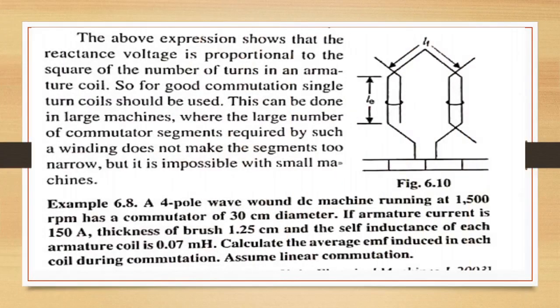So in the above expression, we can see that the reactance voltage is proportional to the square of the number of turns in an armature coil. So for good commutation, single turn coils will be used, and this can be done in large machines where a large number of commutator segments are required, but such a winding will not make segments too narrow. But it is impossible with small machines. We have seen a numerical based on this topic.